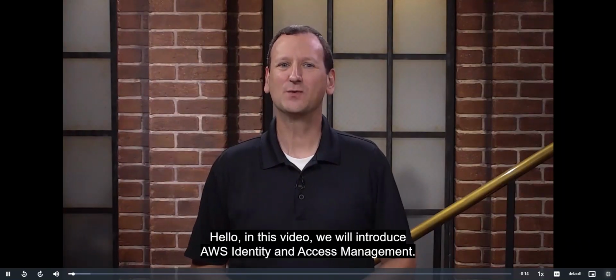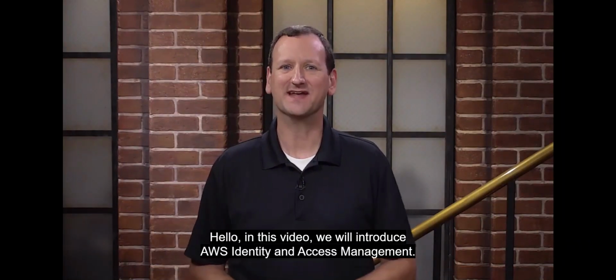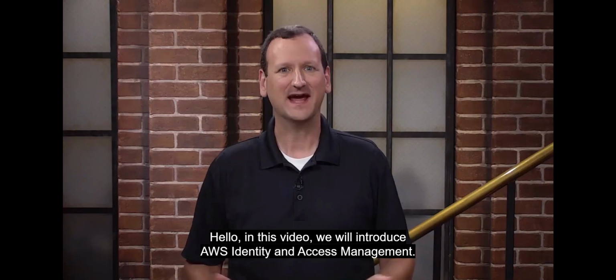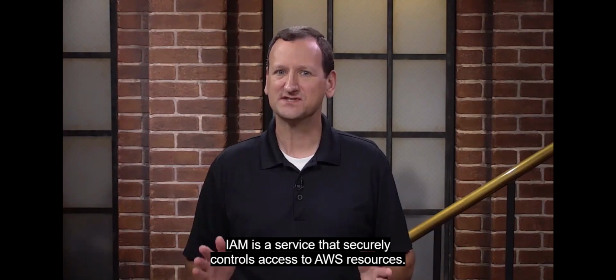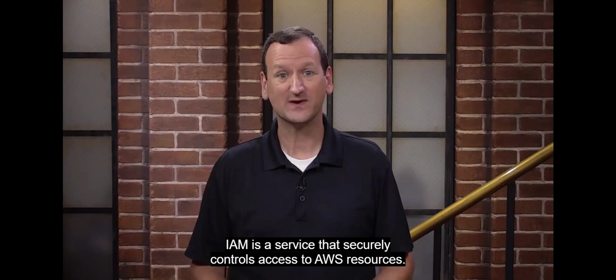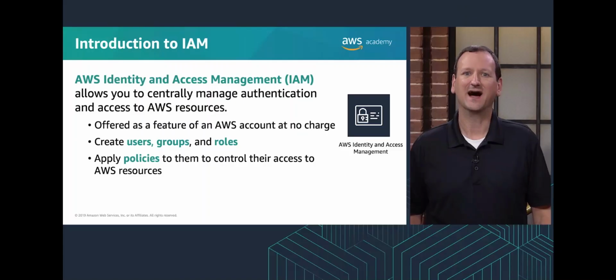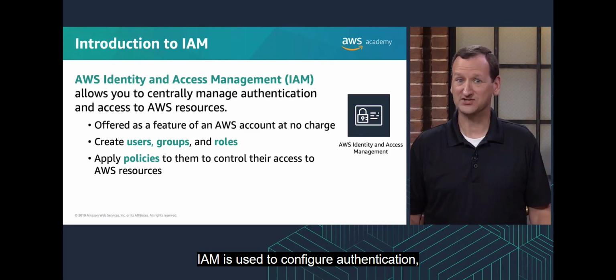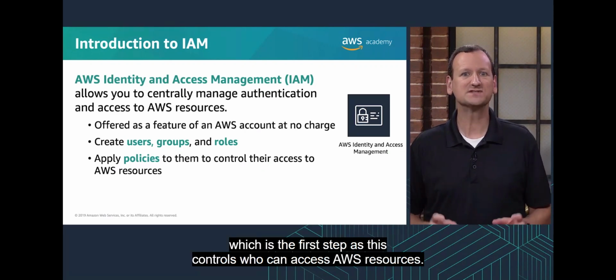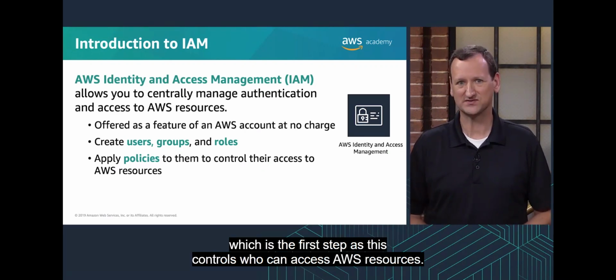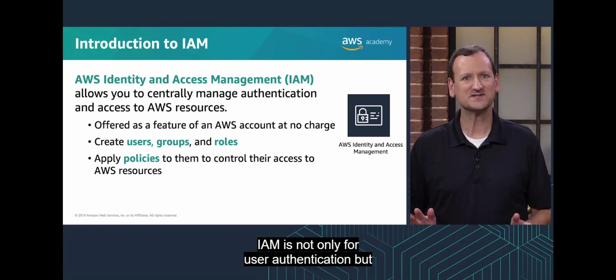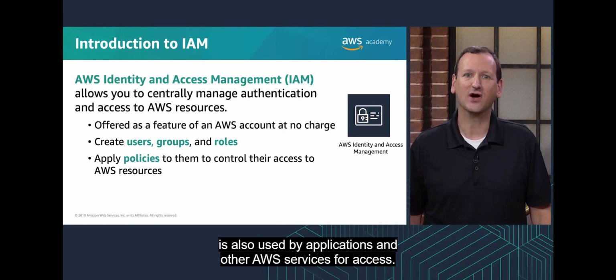Hello. In this video, we will introduce AWS Identity and Access Management. AWS Identity and Access Management, or IAM, is a service that securely controls access to AWS resources. IAM is used to configure authentication, which is the first step, as this controls who can access AWS resources. IAM is not only for user authentication, but is also used by applications and other AWS services for access.